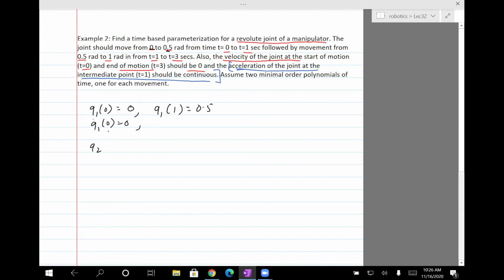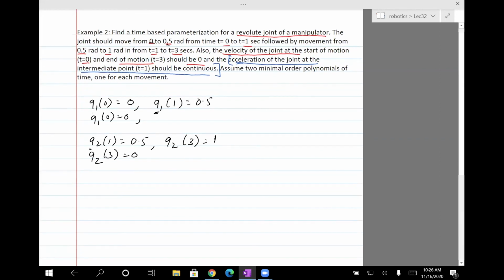Then we can have the conditions on q2. q2 at time t equals 1 is the same as what you would get at q1 at 1, which is 0.5. Then we have q2 at time t equals 3 equals, see, it's 0.5 to 1, so 1 radian. And then we have the velocity of q2 at the end equals 0. Okay, so that is the third one. Now what about the rest? We only have 6. What about the other 2?